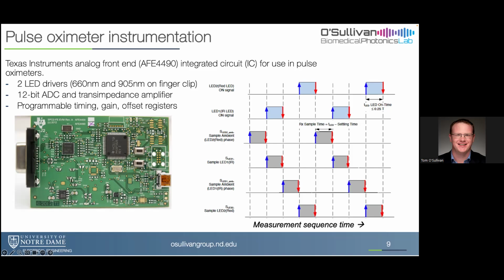This is the measurement sequence. It does a dark measurement, one LED on, another dark measurement, another LED on, over and over again. All you have to do is connect your photodiode to it, and it makes a really good class project. It's relatively inexpensive, and you can take this data and process it and do your own measurements.